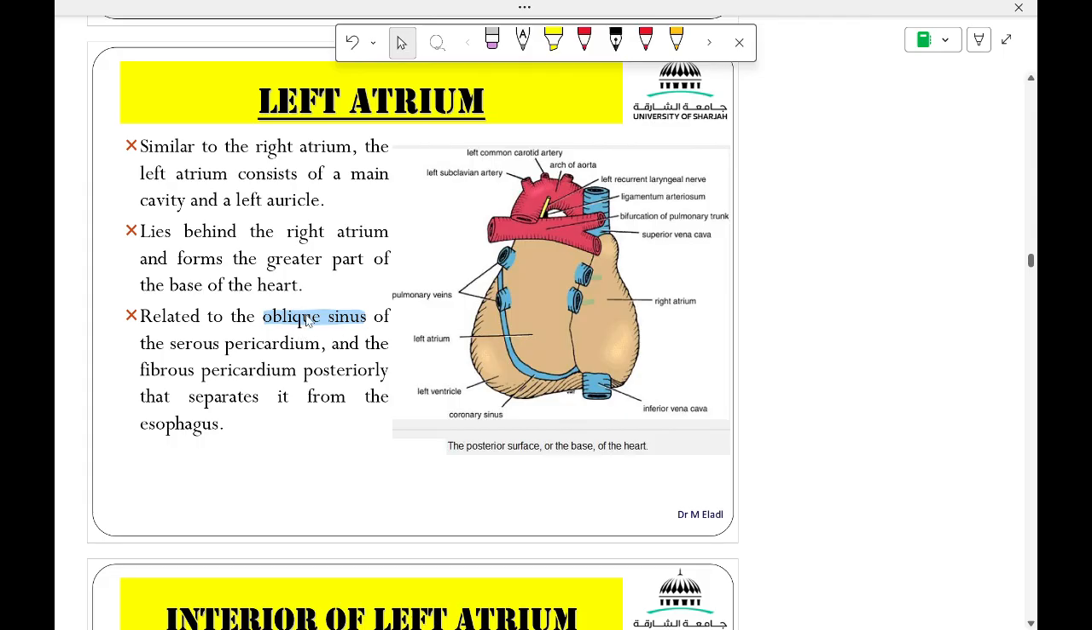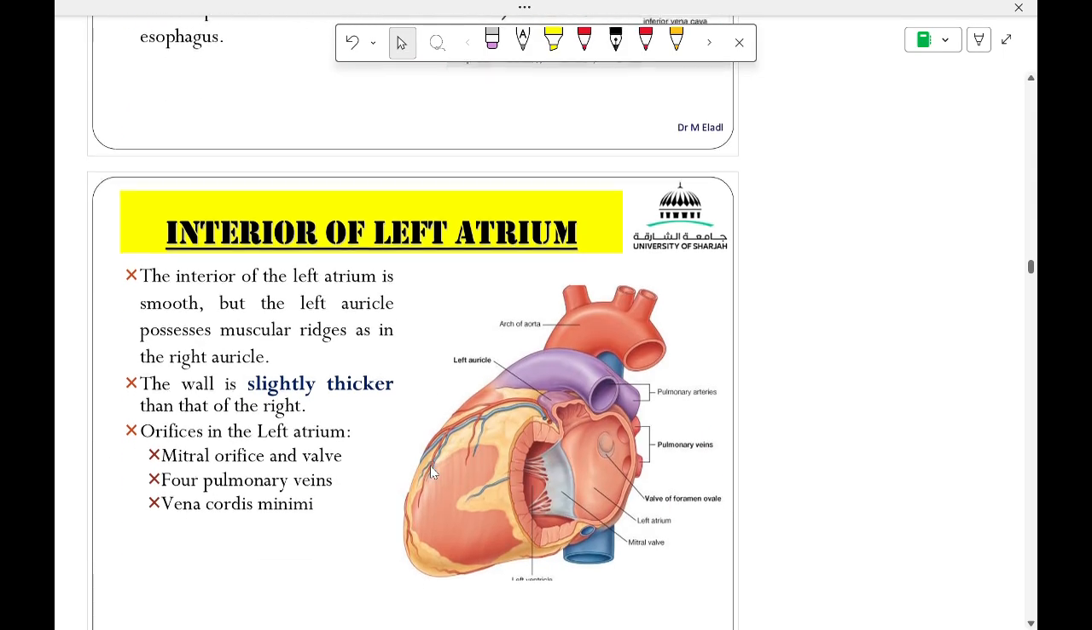It's related to the oblique sinus. Now, what is the oblique sinus of the serous pericardium? It's essentially just the cavity that is formed when the serous pericardium folds over the pulmonary veins. Once it folds over these pulmonary veins, it's going to create this sinus, which is very, very close to the left atrium, found at the posterior part of the heart. And of course the fibrous pericardium is going to protect it from the structures in the posterior mediastinum, like the esophagus, for example.